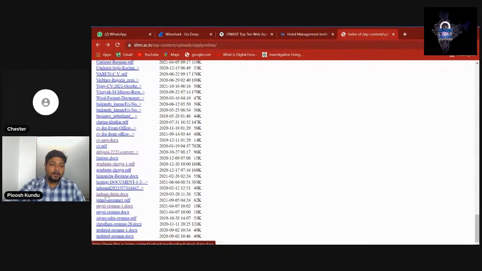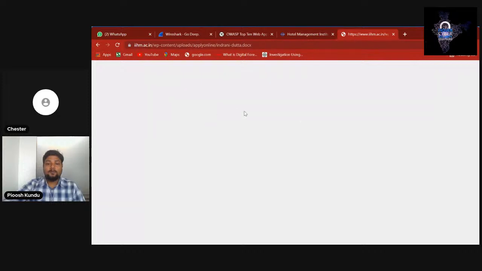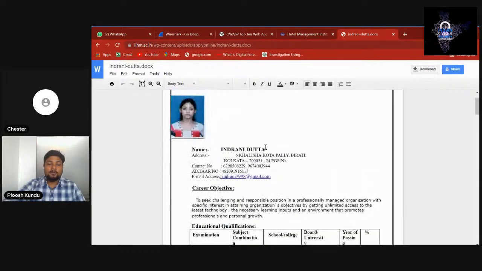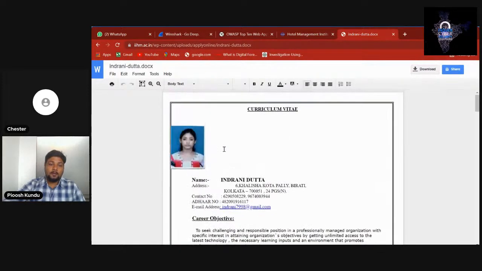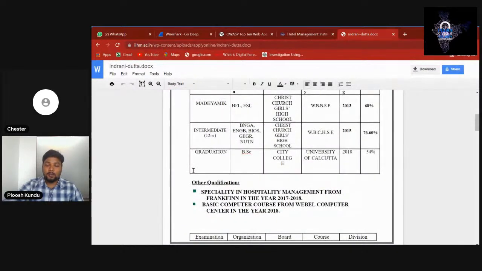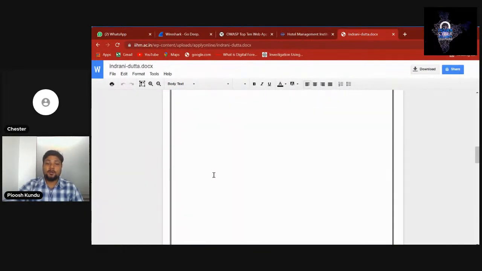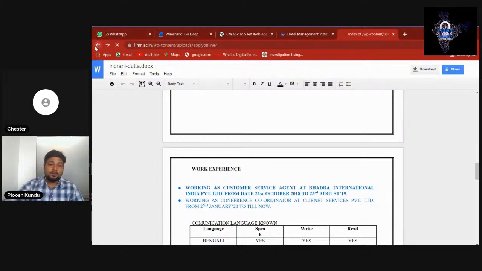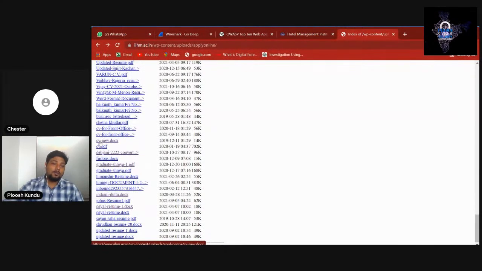If we open different folders, we can breach that data. We can get a photo of her, her number, name, addresses, email IDs, qualifications, etcetera. This is a lot more data. There is a lot more information we can gather by breaching the website through parent directory vulnerabilities.